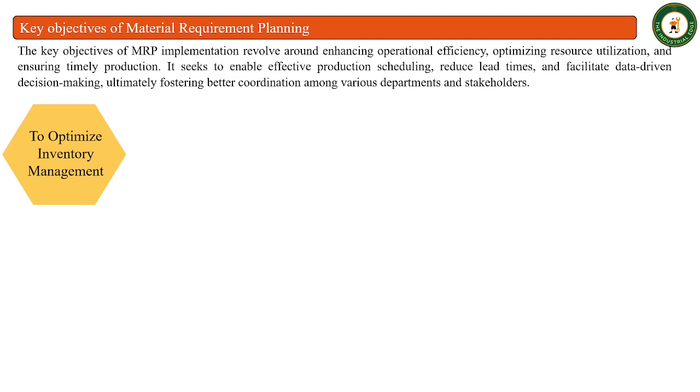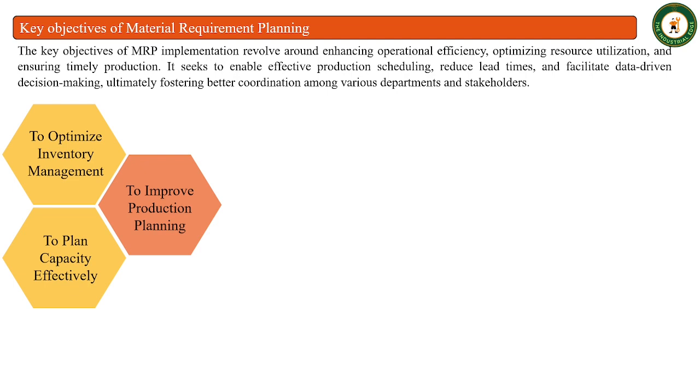So the first key objective, to optimize inventory management. MRP aims to minimize excess inventory and stockout by calculating accurate material requirements based on demand forecast and production schedules. Next key objective, to plan capacity effectively. MRP considers production capacities and constraints, preventing overloading or underutilizing resources and maintaining a balanced production flow. Third key objective, to improve production planning.